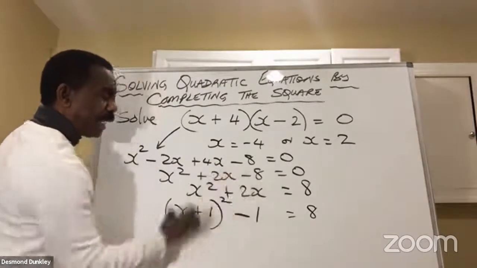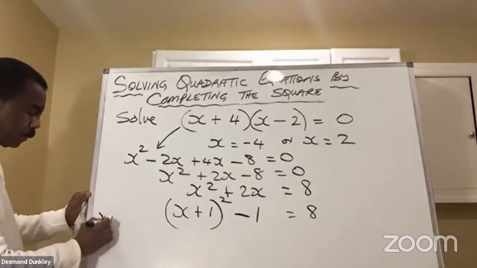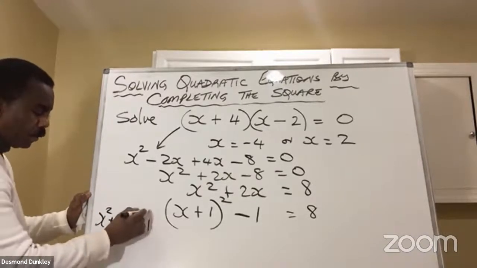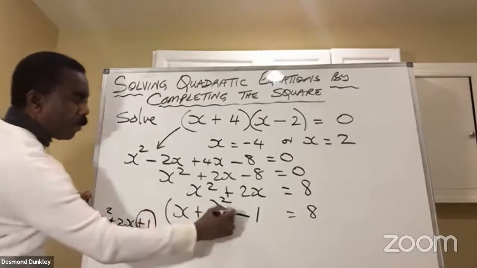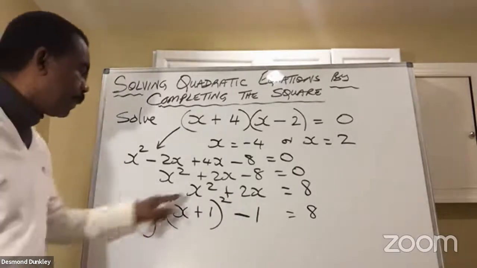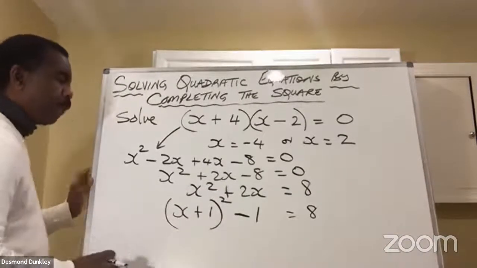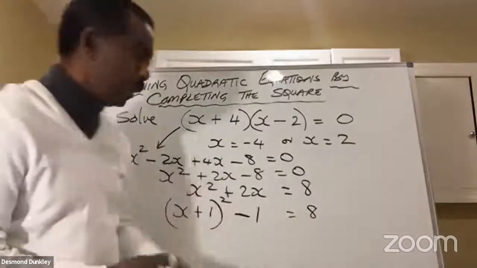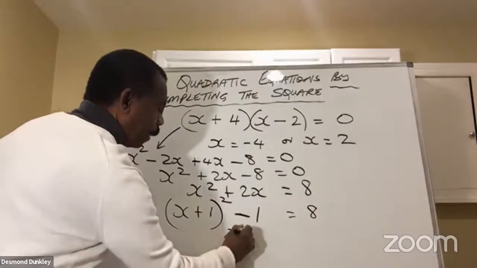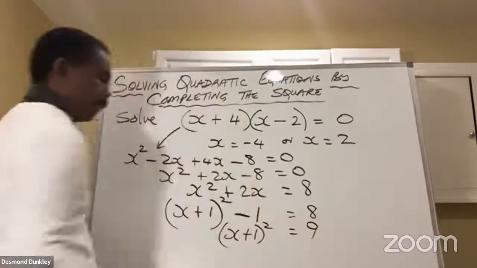It's going to be exactly like that, because from here, we're going to get x squared plus 2x plus 1. So to get rid of this 1, we have a minus 1. So you end up with just x squared plus 2x, which is what was here. And now we're ready to solve this equation. Add 1 to both sides, we end up with x plus 1 squared equal to 9.